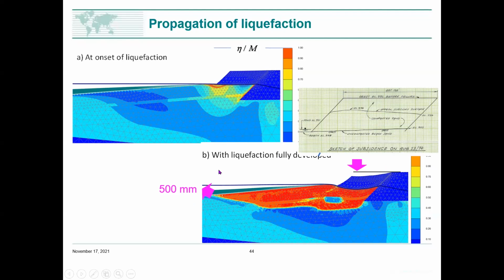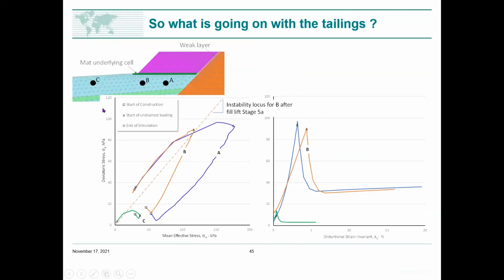Now, how is this occurring? What are the tailings doing? What are we computing here? I'm showing you the end result, but what is going on internally? Well, remember we had the marker points A, B, and C. This is now the stress path and the stress-strain behavior at the marker points. At B, this is us loading it up drained. And when we go to undrained, it has absolutely no reserve of strength whatsoever.